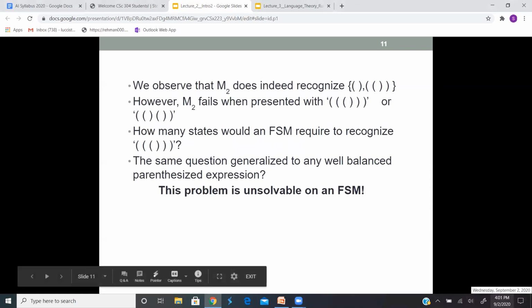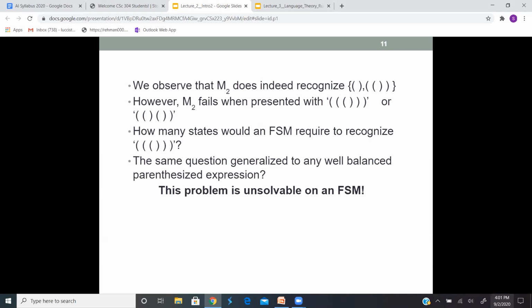All right, so the problem is unsolvable. Again, like I said, I need to show you what I'm talking about. Okay, we'll come back. But again, this M2, which is yet to be built by us, would recognize left, right and left, left, right, right. Let's build it in our, no, I'm not going to build it. Let's start to imagine it in our heads.